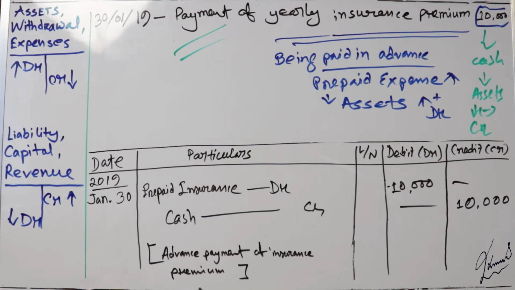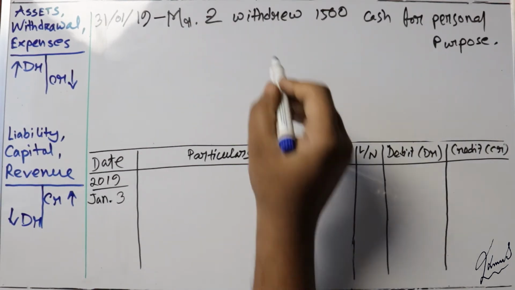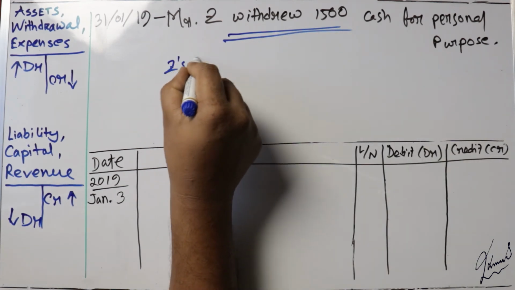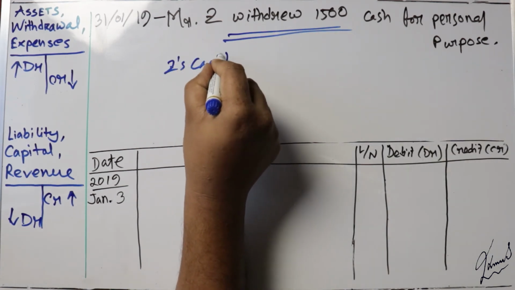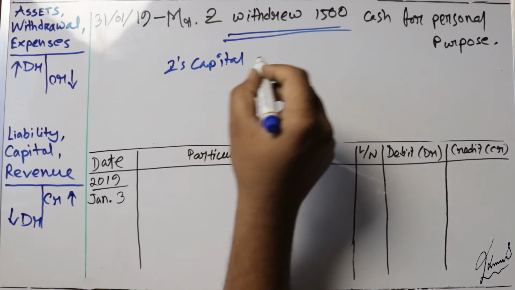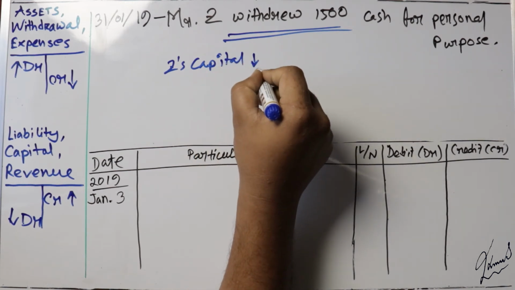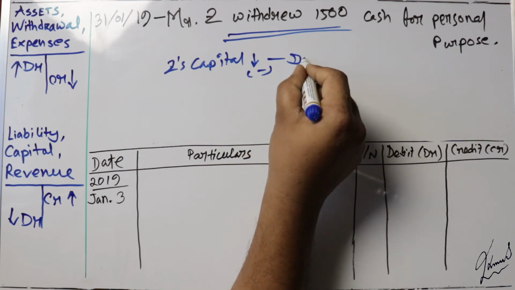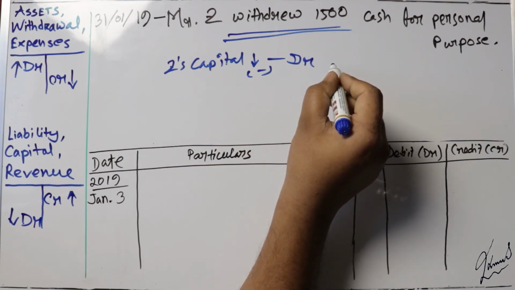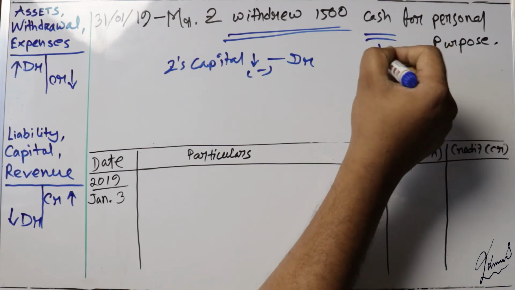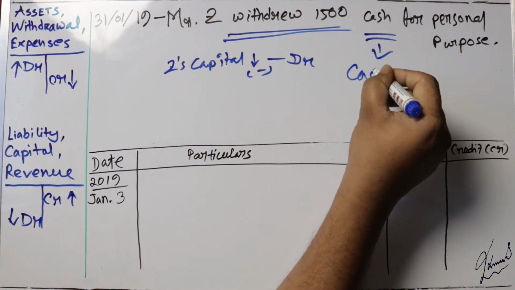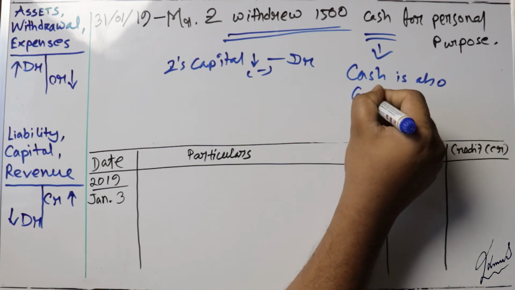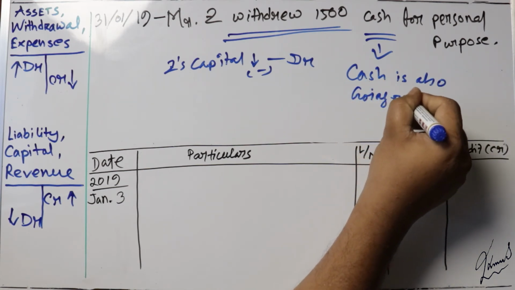Let's move to the next transaction, that is Mr. Z withdrew 1500 cash for personal purpose. Earlier when Mr. Z invested the cash, we called it Z's capital. Now it is decreasing because he is taking cash out of the organization. So just the opposite, capital was credit when increased, so now it is debit because it is going out. At the same time, cash is also going out of the organization. So asset is going out of the organization.